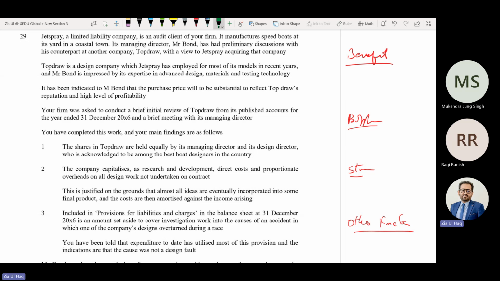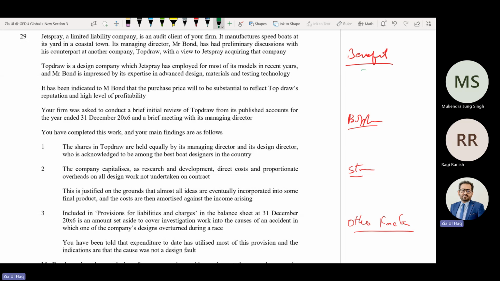TopDraw is a design company which Jet Spray has employed for most of its models in recent years. And Mr. Bond is impressed by its expertise in advanced design, material, and testing technology. So that company has advanced design and material technology that would provide benefit to Jet Spray after acquisition.